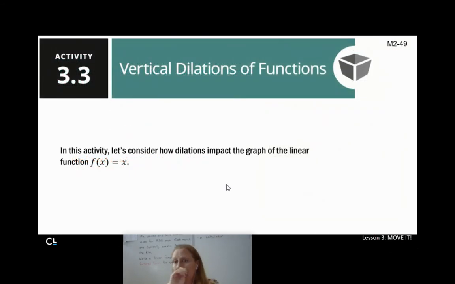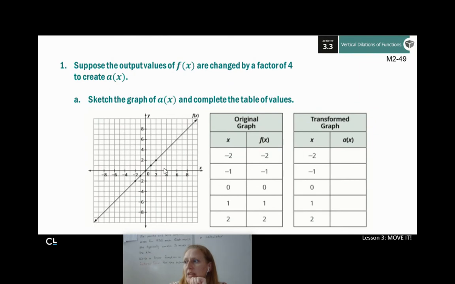So let's consider how what we call dilations impact the graph of a linear function. So here I have my basic function, right? f of x equals x, there it is. And we listed off some points: negative 2, negative 2, negative 1, negative 1, 0, 0, 1, 1, 2, 2. So we have our points. It's going to be changed by a factor of 4. Okay, so we're going to create a of x by a factor of 4.